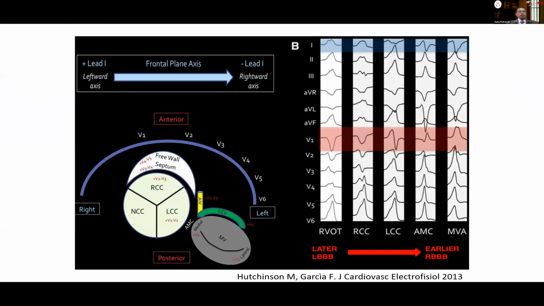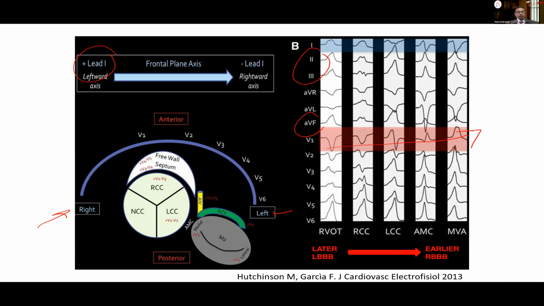Then if we look at the frontal plane axis, from the left side to the right side, you can see that the QS becomes more positive. And all of these outflow tract ventricular arrhythmias have positive inferior leads, showing that they are from the superior aspect of the ventricle, could be from the right or from the left. These are the general concepts for an algorithm to identify the possible origin.